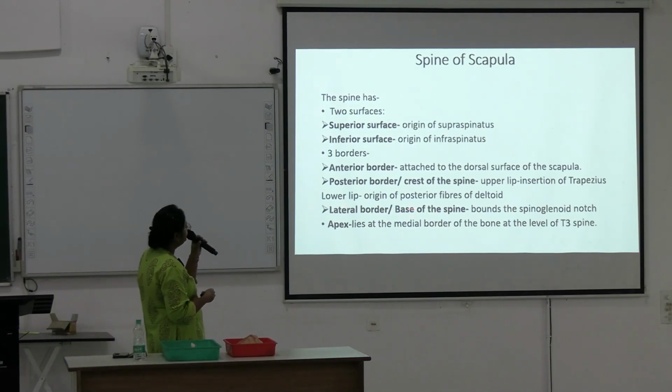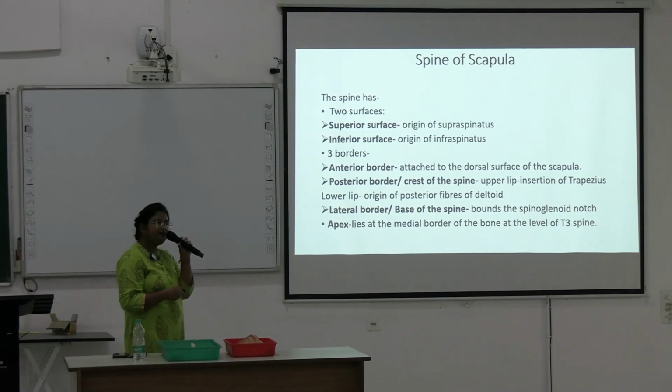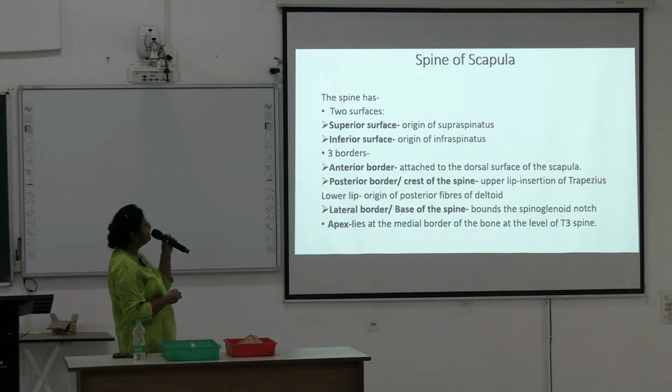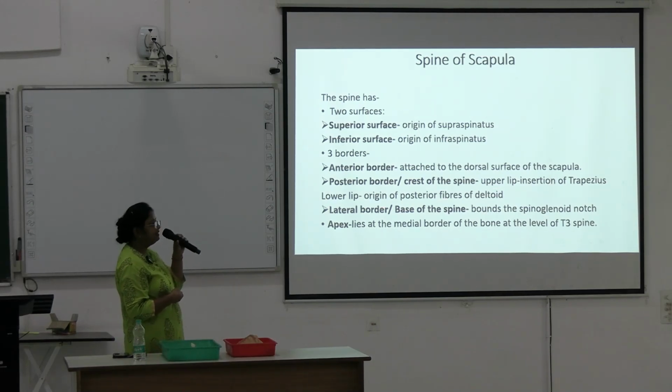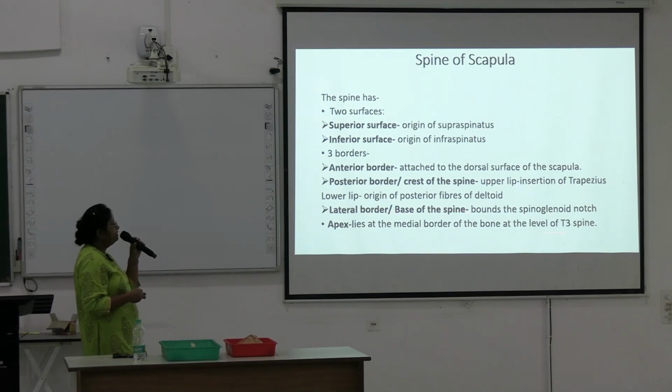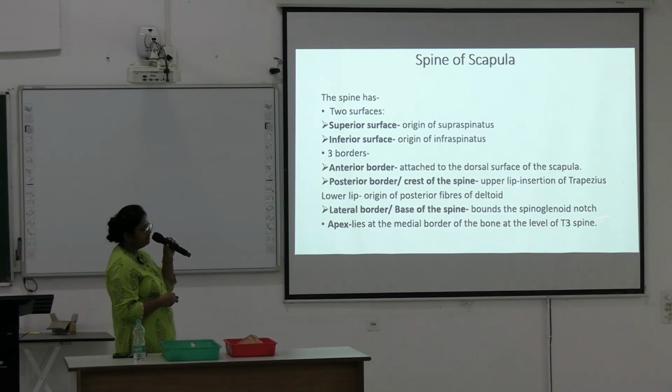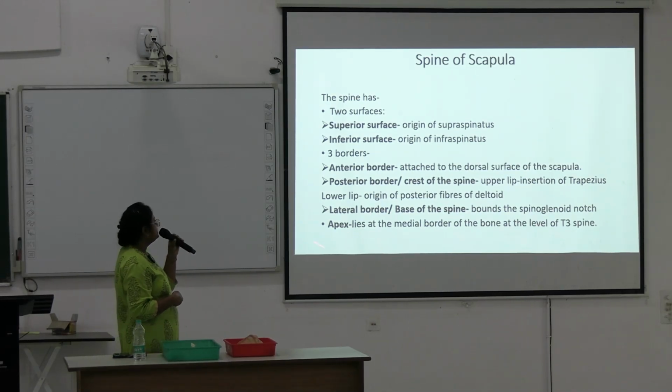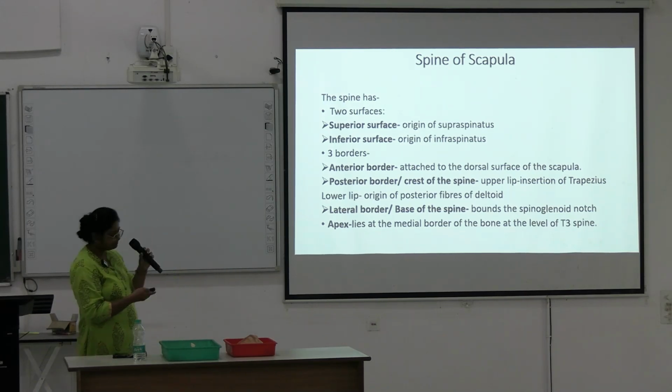So the lateral border, and the posterior border we have discussed, also known as the crest of the spine, has an upper lip and lower lip. The lateral border or base of the spine bounds the spinoglenoid notch, and there is the apex. The apex lies at the medial border of the scapula and at the level of the T3 spine. Okay.